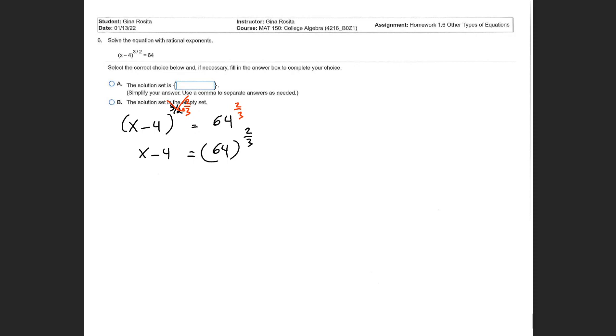Now we can solve this. x minus 4 equals the cube root of 64 squared, so x minus 4 equals 16. You can use the calculator. Now move the constant to the right side, where it becomes positive. So x equals 16 plus 4, x equals 20.